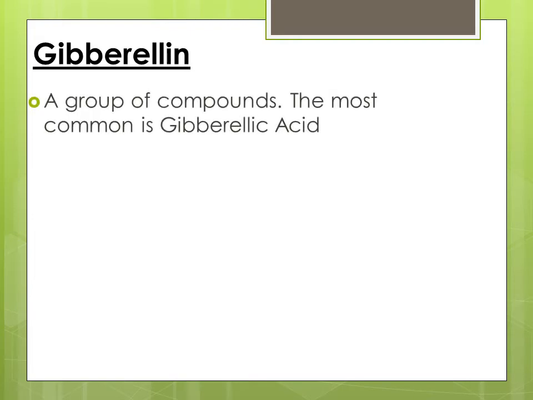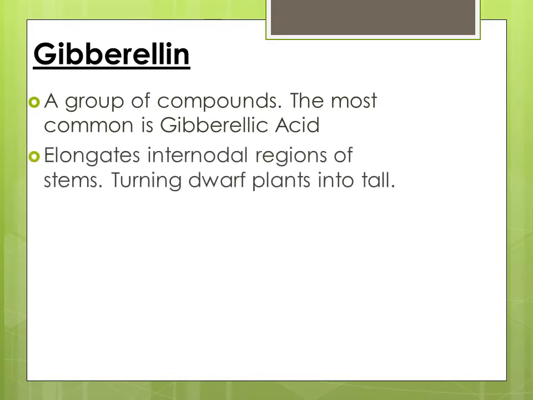Starting with gibberellin. Gibberellin is a group of compounds, and the most common one is gibberellic acid. A bit like auxin, there isn't just one particular chemical that comes into this group. It is a combination of a different number of them. They all work in the same way though. What they do is they elongate the internodal regions of the stem.